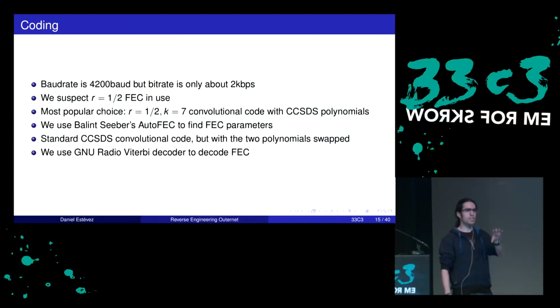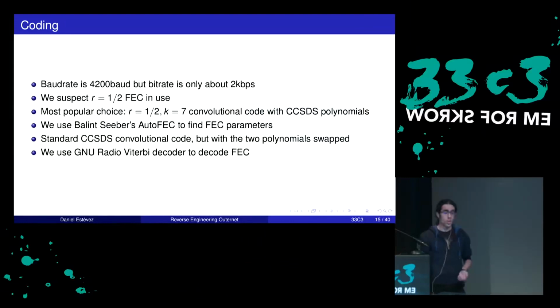You just plug this block into your GNU Radio flow graph, and it tries different parameters for the Viterbi decoder for FAC. It tries different parameters until it finds the combination which makes the bit error rate go very, very low. So when the bit error rate goes low, then you know you have the correct parameters. Using that, I found that the CCSDS code used is the standard one, albeit with the two polynomials swapped.